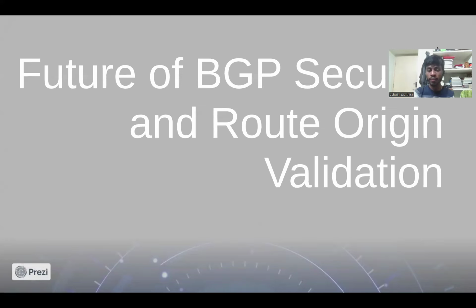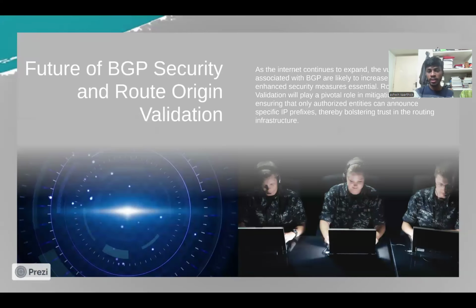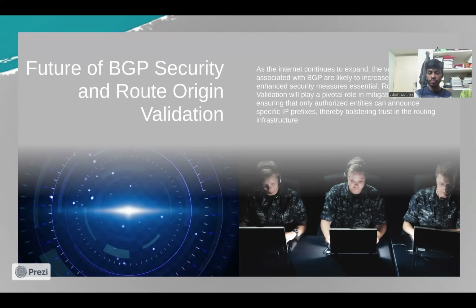The future of BGP security and route origin validation. As the internet continues to expand, the risk associated with BGP hijacking also increases. So route origin validation and other ROV mechanisms must be implemented so that BGP hijacking can be minimized or stopped. Route origin validation is likely to be implemented in the upcoming days, and BGP security is also expected to increase.